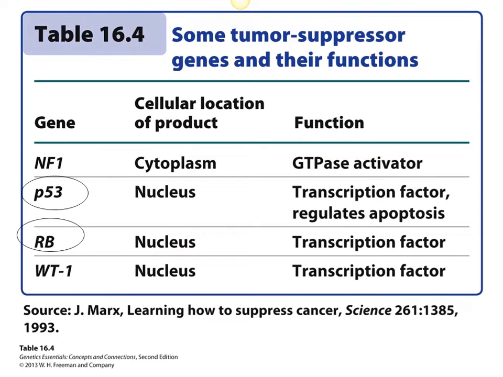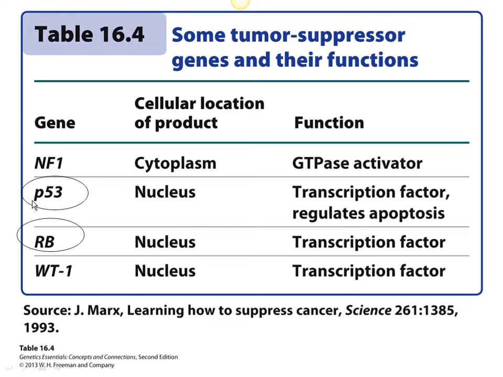Now, some tumor suppressor genes that you should be aware of, that you are aware of of course, RB, the retinoblastoma gene. Remember, the two-hit hypothesis said that both copies of the RB gene have to be mutant in the same cell, and that would start the retinoblastoma in the eye.